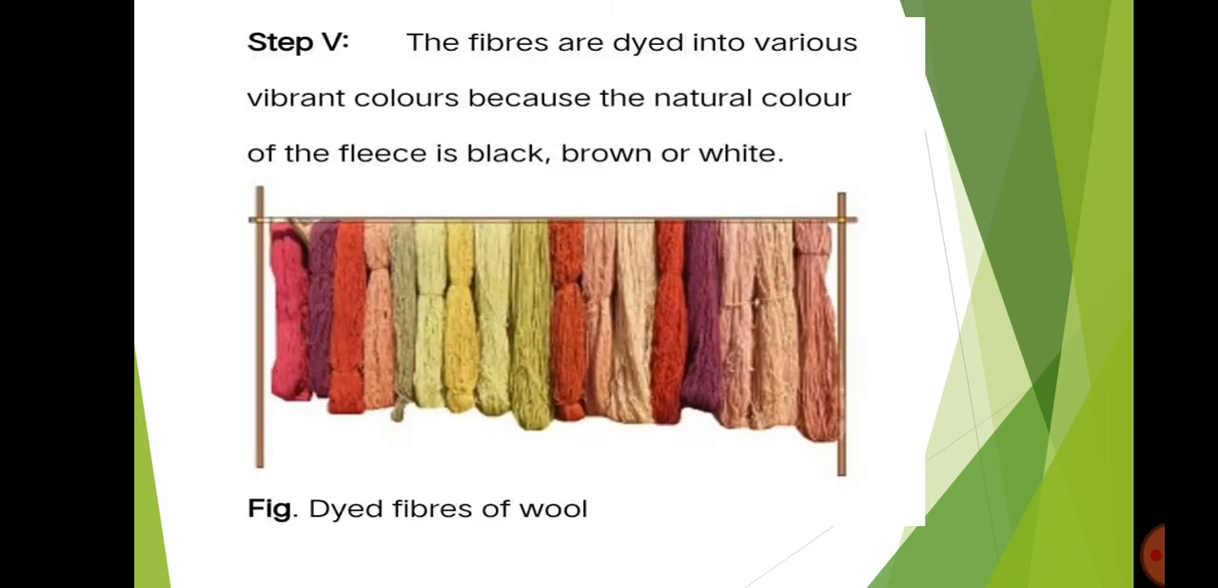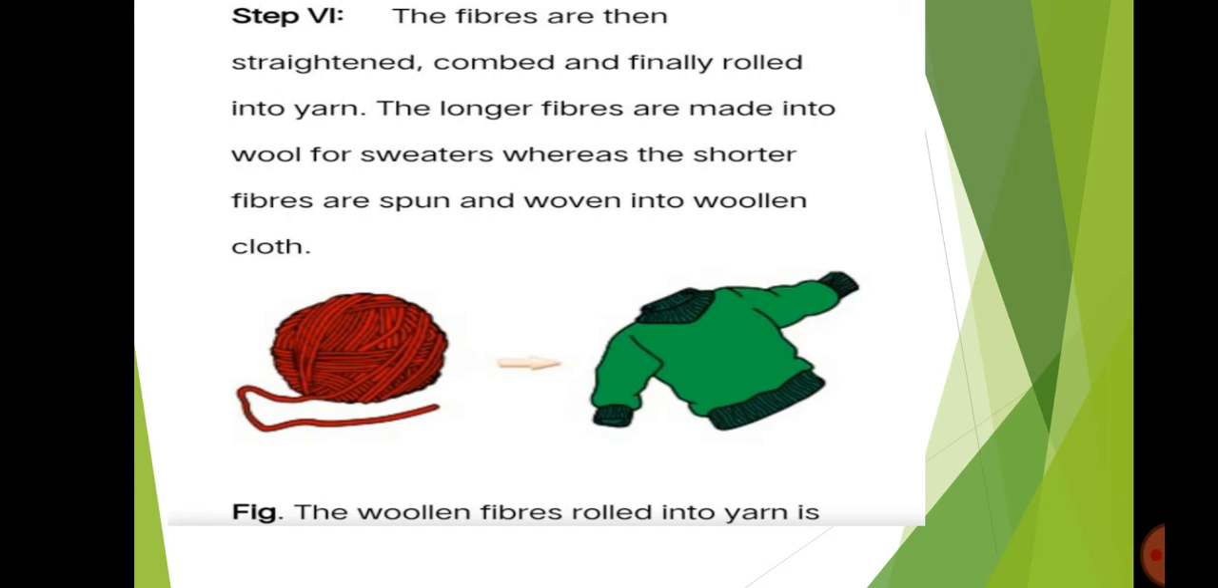Step 5. The fibers are dyed into various vibrant colors because the natural color of the fleece is black, brown, or white. For that reason, we dye the wool fibers. Step 6. The fibers are then straightened, combed, and finally rolled into yarn. The longer fibers are made into wool for sweaters, whereas the shorter fibers are spun and woven into woolen cloth.